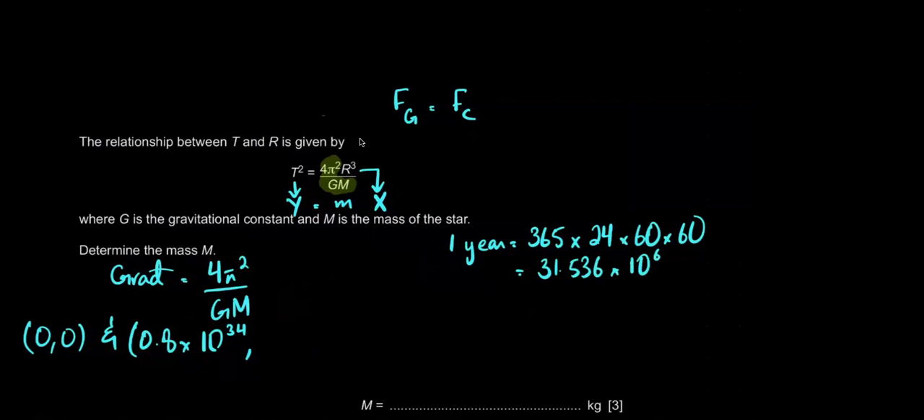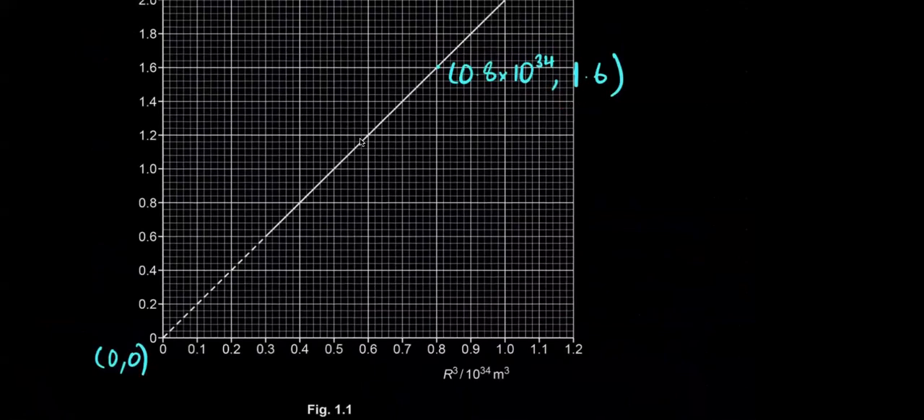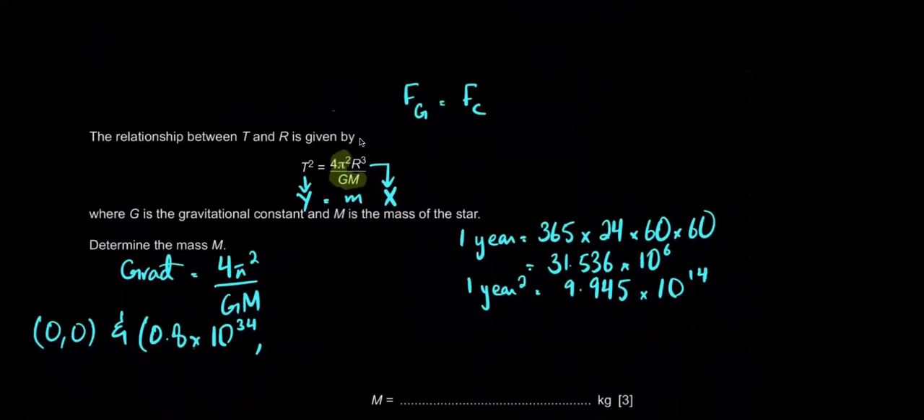So if I need to calculate the value of 1 year squared, I just square both these sides. So 1 year squared would be this value squared as well. So this becomes 9.945 into 10 to the 14. So if I need to calculate 1.6 years squared into seconds, I'm simply going to multiply by this value. This is just the unitary method. If 1 year squared is this many seconds squared, how many seconds squared would 1.6 be? So 1.6 into 9.945 into 10 to the 14.